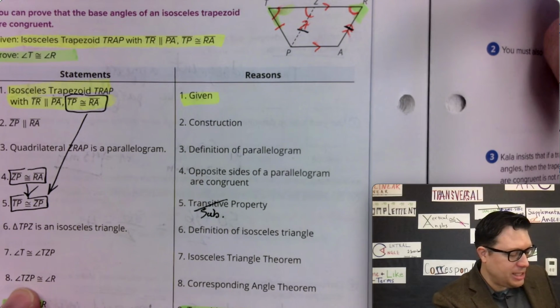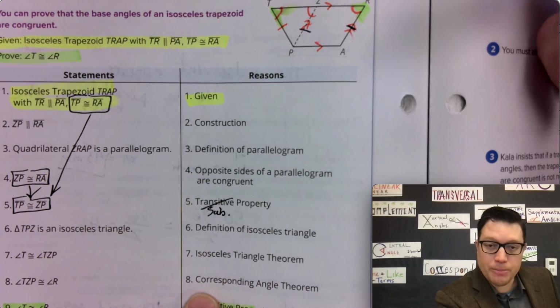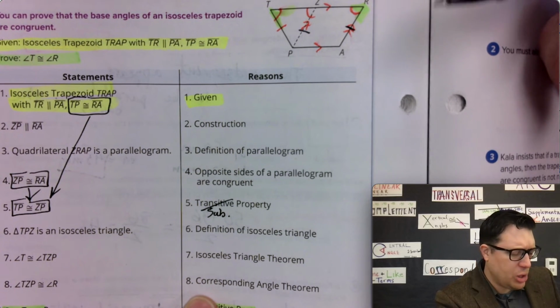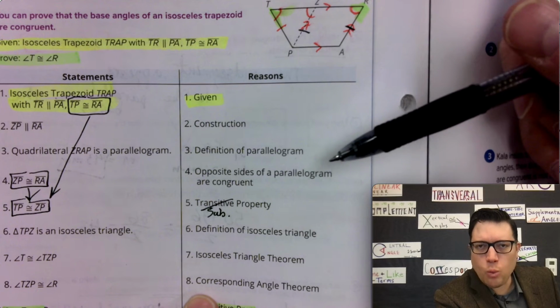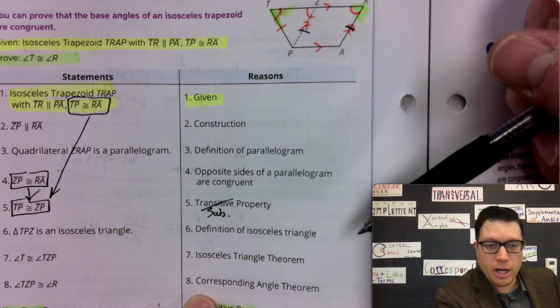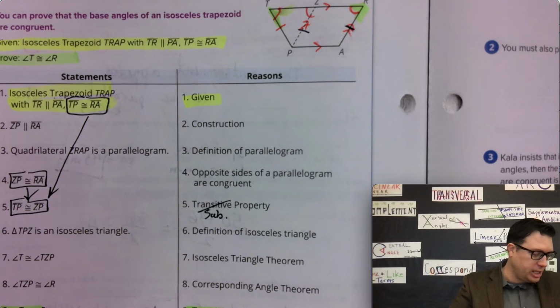That means that angle TZP and angle R are congruent by the corresponding angles theorem, which I don't know why had to show up in step 8. I would have put that even way earlier, certainly before the triangles. But it happened eventually. So there you have it.